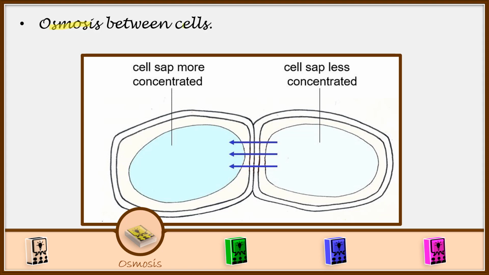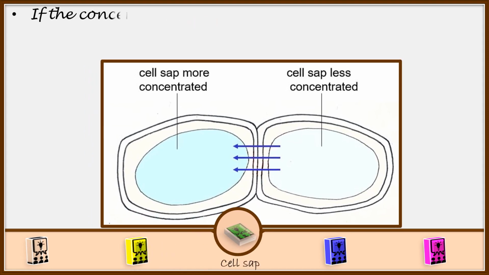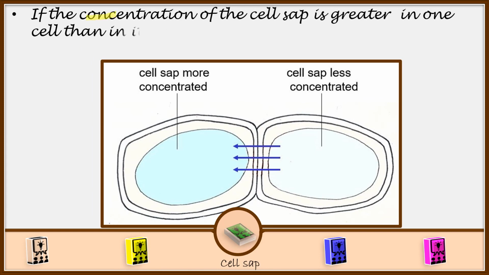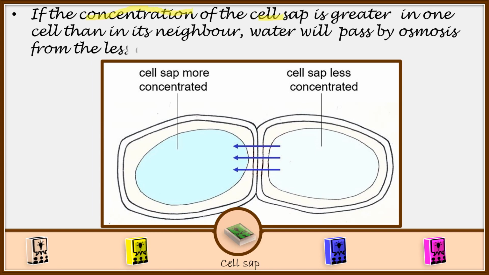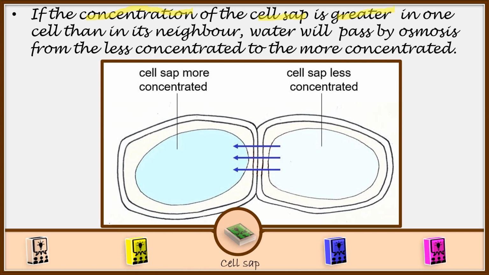Osmosis between cells. Let's look at osmosis between cells. If the concentration of the cell sap is greater in one cell than its neighbor, then water will pass by osmosis from the less concentrated to a more concentrated cell.